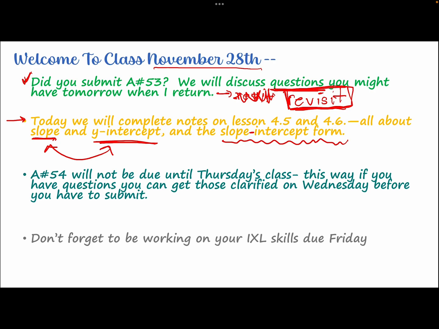The assignment that I'm giving you today is not going to be due until Thursday. That way, if you have questions, you can get that clarified on Wednesday before you have to submit it. We will have notes on Wednesday when I return. It is a shorter day of notes, and the assignment is not super long, but I don't want you to think there won't be any. There's only one assignment between now and Thursday. That will not be the case.